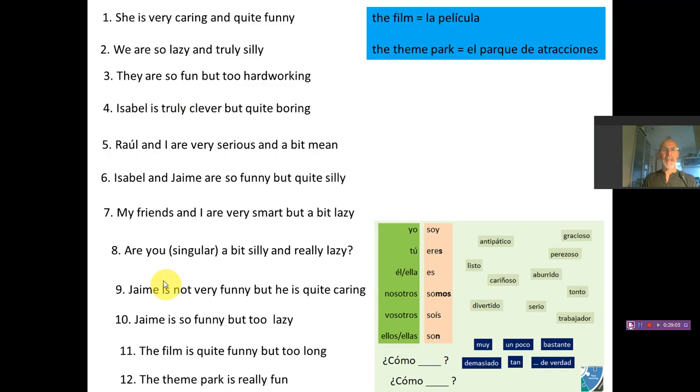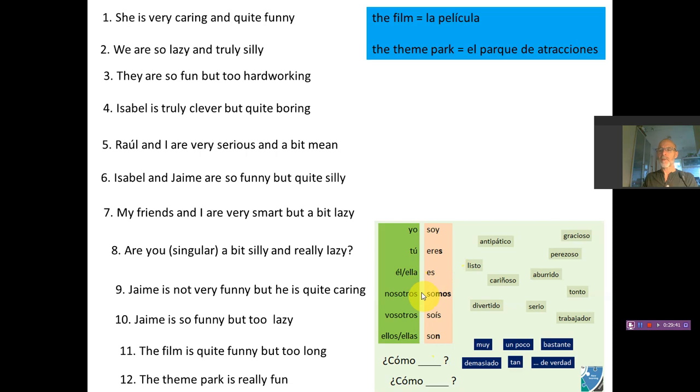Okay. Now, I hope that this is going to work. I don't want to keep talking all the way through this video. So I've given you 12 questions or sentences or phrases that I want you to translate into Spanish. Here is the little word mat that I've just shown you with the different forms of ser. Soy, eres, es, somos, sois, son.